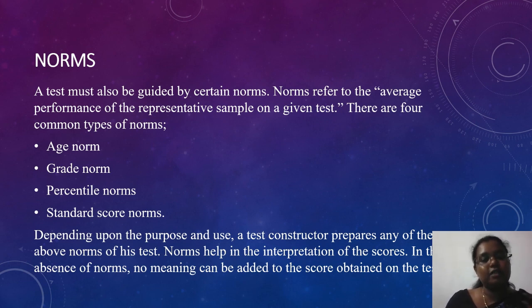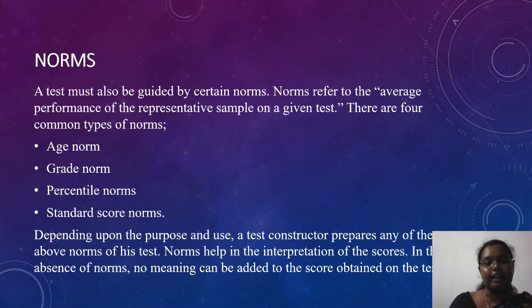A test must also be guided by certain norms. Norms refer to average performance of a representative sample on a given test. There are four common types of norms. First one is the age norm, second is the grade norm, third is the percentile norm, fourth one is the standard score norm. Depending upon the purpose and use, a test constructor prepares any of these norms for the test.